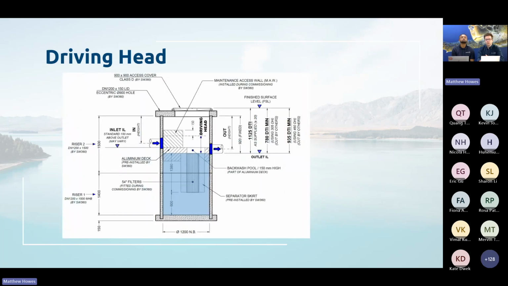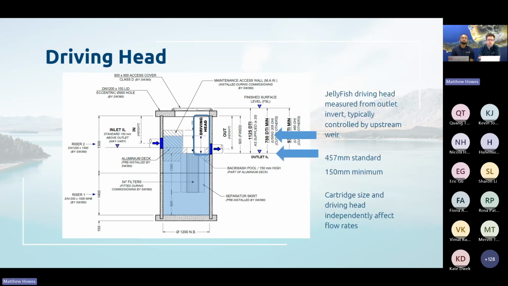For the Jellyfish, again, there is a permanent water level because there is a depth below outlet. So we have a sump, and that's where the cartridges sit. That's where the oil, the trash, and the sediment are all captured into the base of that sump. So the driving head is shown on our drawings here, and as water flows in, it builds up to the driving head level, and then that provides the driving head.